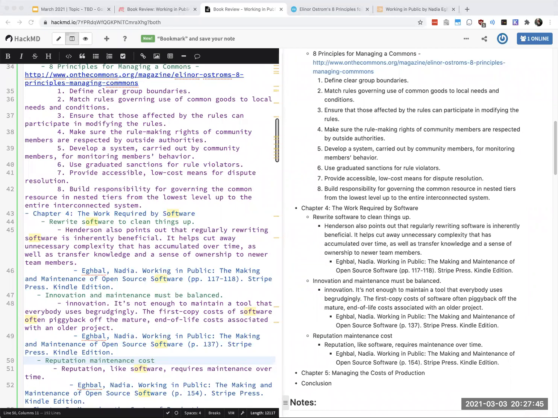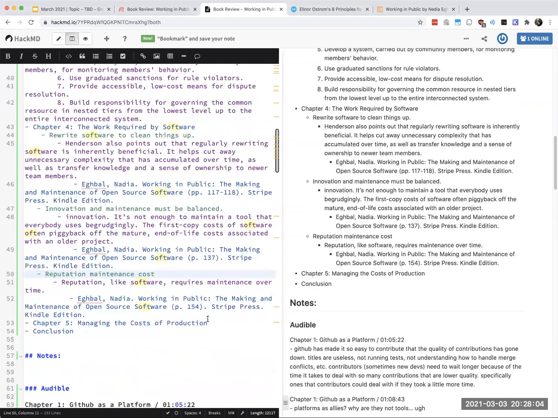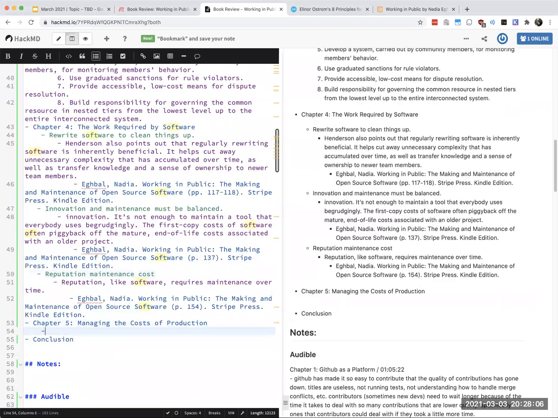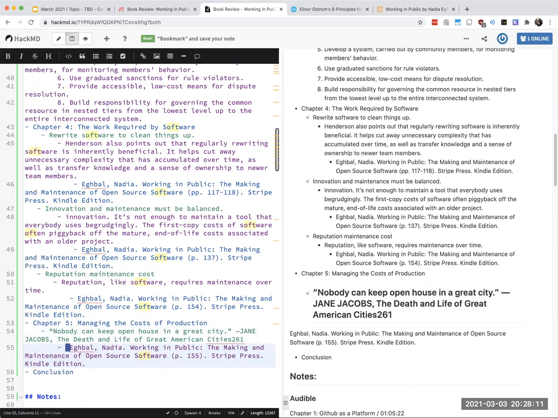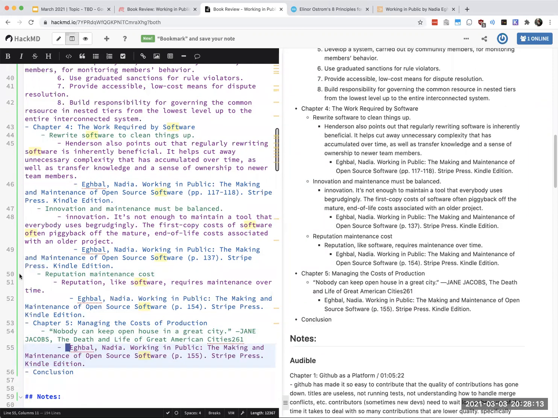So let's see. You could start with just the quote at the top. Let's go down here. Yeah. Nobody can keep an open house in a great city. Jane Jacobs.